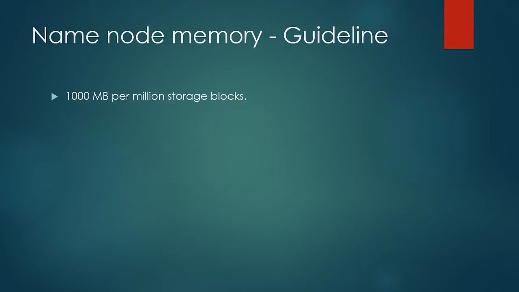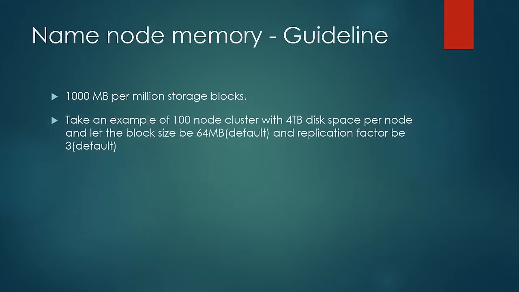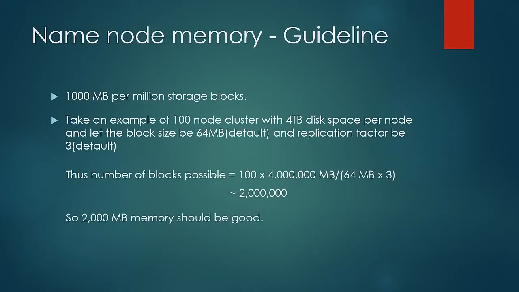Let us take an example of a 100 node cluster with 4 TB disks and let the block size be 64 MB. Then the number of storage blocks would come out to be 2 million. That means name node should have around 2 GB of main memory.